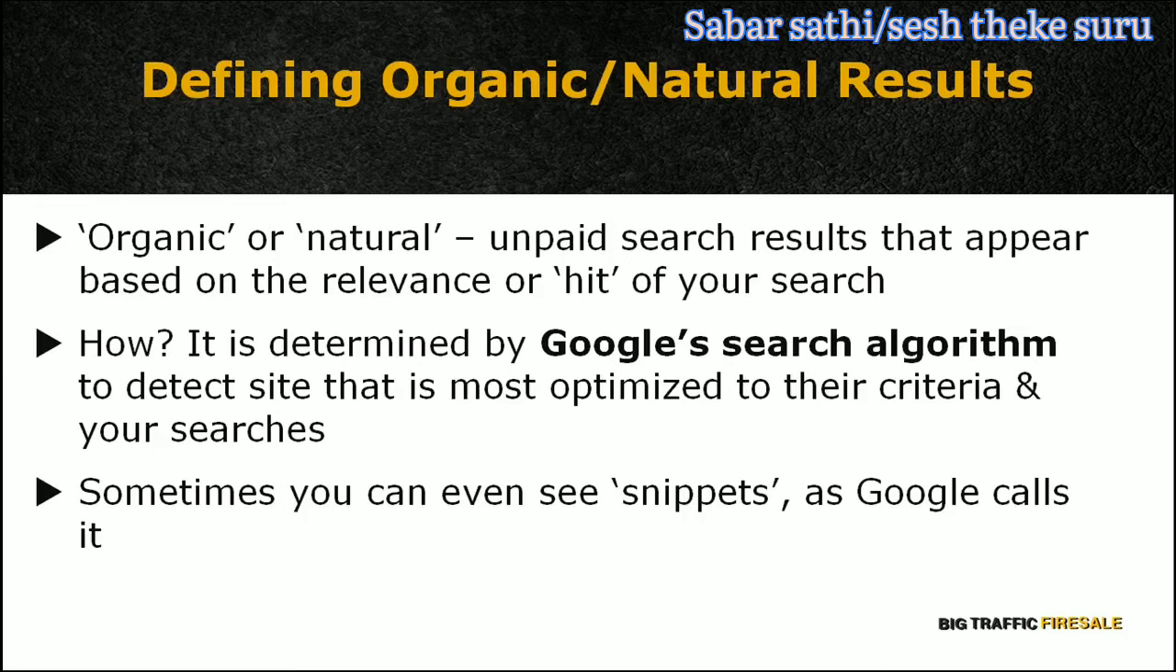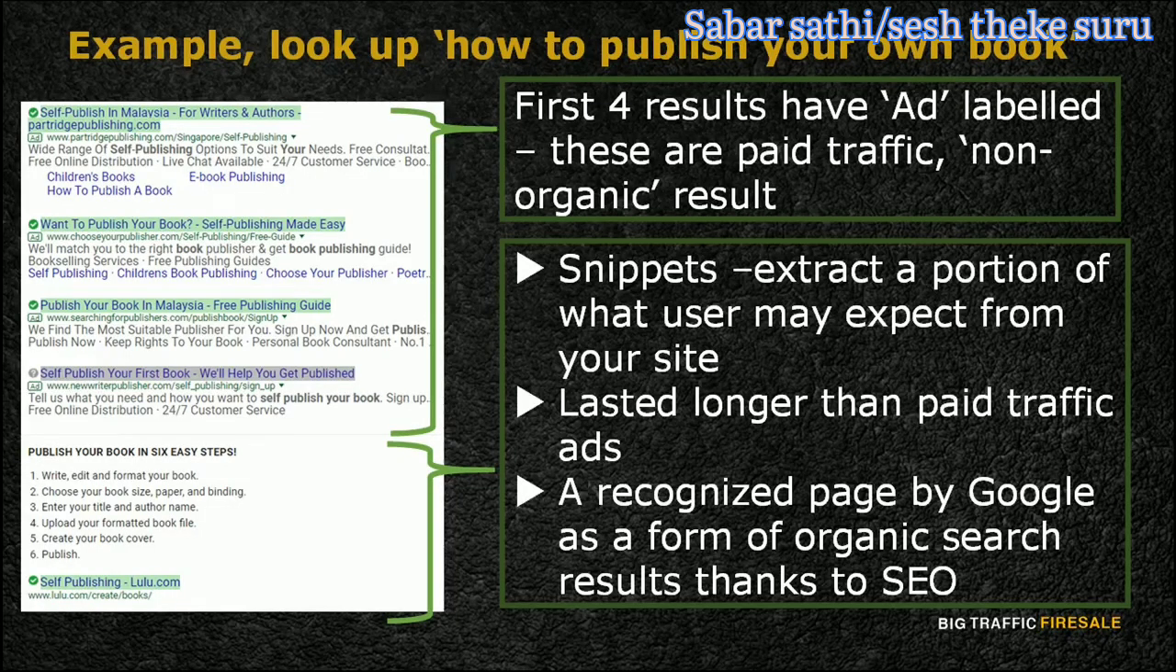What is the algorithm behind Google search for SEO, you ask? We will uncover that during our special step-by-step on how to optimize your site. For now, here's a better picture of these organic search results. Say, for example, you look up in Google browser on how to publish your own book, or simply publish your book. You'll see up to 10 search results from this first page. As you can see, the first 4 results have ad labeled beside their link. These are paid traffic ads, or simply non-organic results.